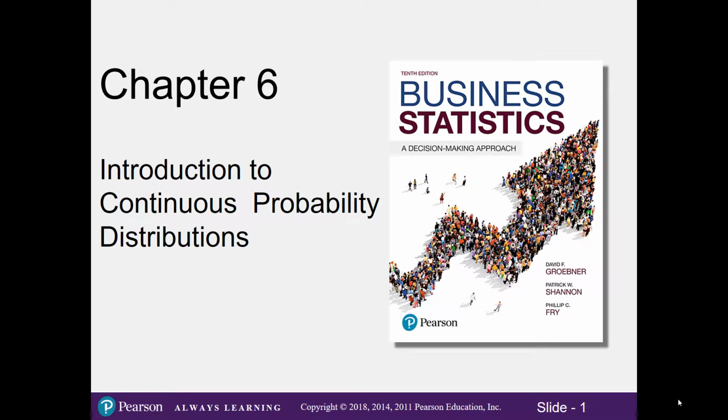Chapter 6, Introduction to Continuous Probability Distributions. So recall in Chapter 5, we focused on discrete random variables, things that we can count. In Chapter 6, we'll be focused on continuous probability distributions. These are random variables that you cannot count because they include all possible numbers down to the decimal.